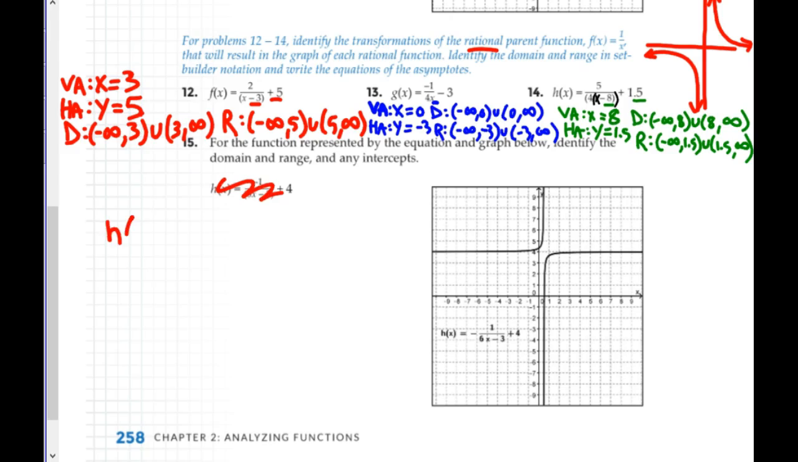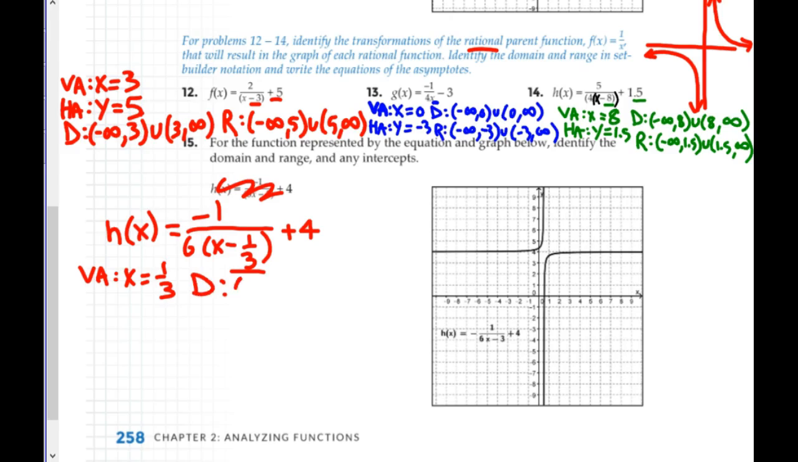I just rewrote it because it was getting too hard to... Okay, so what are we doing? Identifying the domain, range and any intercepts, okay? So you know how to get the vertical and horizontal asymptote. So the vertical asymptote is x equals the opposite of negative 1/3, positive 1/3. So that means the domain is from negative infinity to 1/3 union 1/3 to infinity, because it does not touch 1/3 because it's an asymptote.